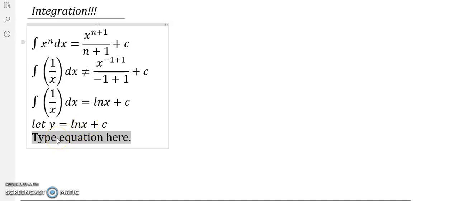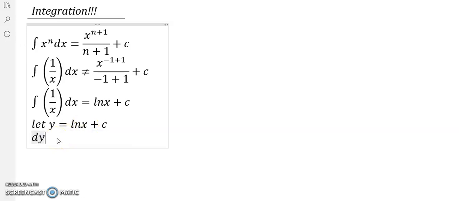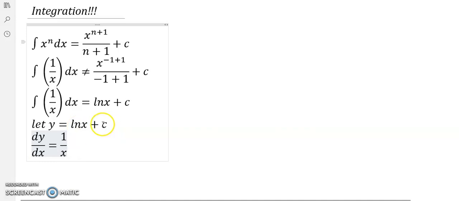Okay, we're going to have dy divided by dx equal to, the derivative of this one will give us 1 over x, and the derivative of a constant will disappear, since the derivative of c will give us 0. Then therefore we're going to conclude that this is the only solution to this.